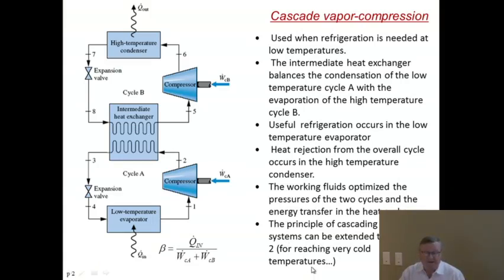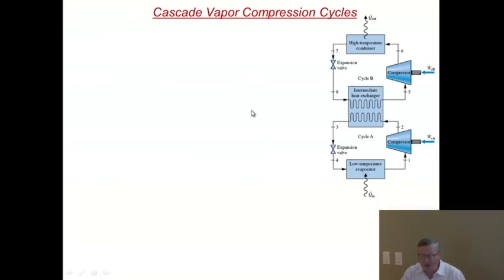So this is needed when you need very cold temperatures. And it's a general principle that you can use with many other types of refrigeration cycles, for instance, Brayton cycles or absorption cycles or thermoelectrics. They all use cascades, with different stages of the cascade, stage A, stage B. So let's go into the details of how this works.